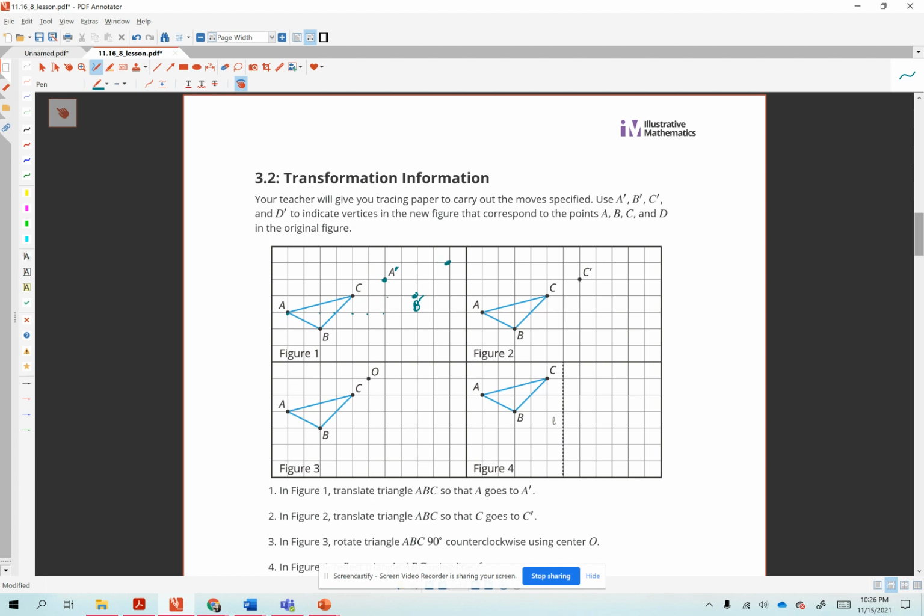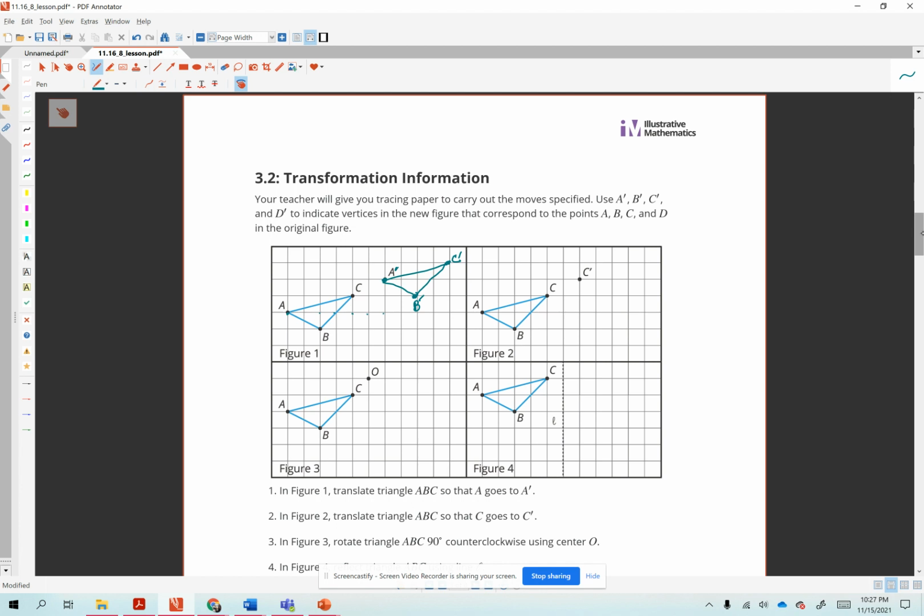Let me just double check. 1, 2, 3, 4, 5, 6, and up 2. So this should be our A prime, B prime, C prime. So if we draw in that triangle, there it is. It's transformed, and it is identical to A, B, and C. However, A prime, B prime, and C prime are now translated.